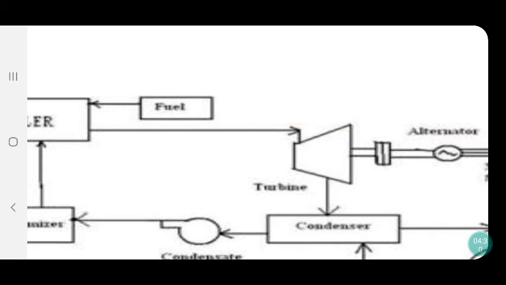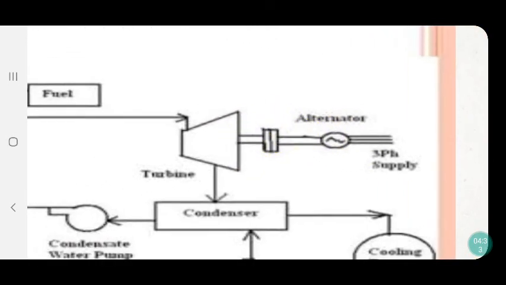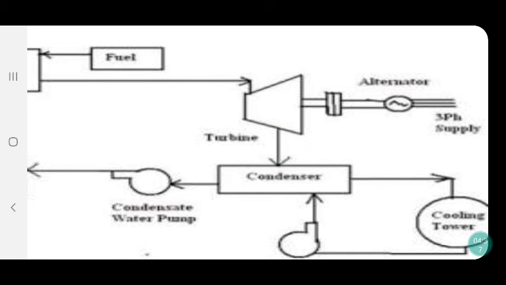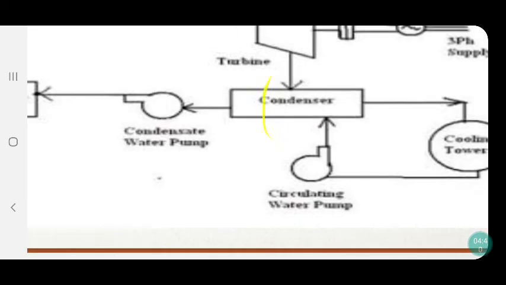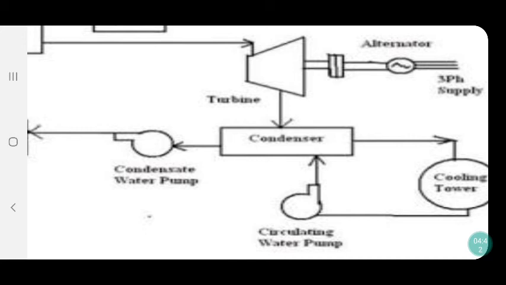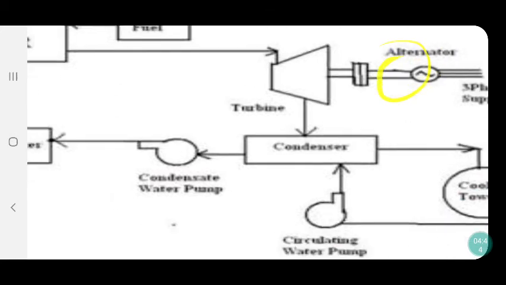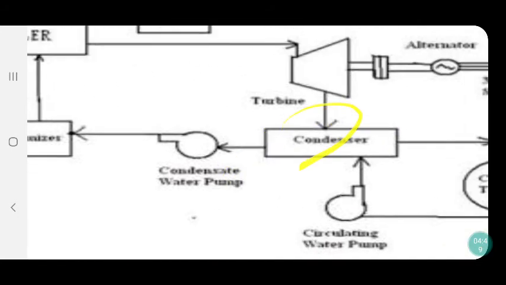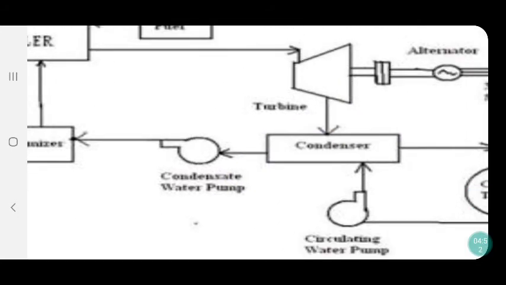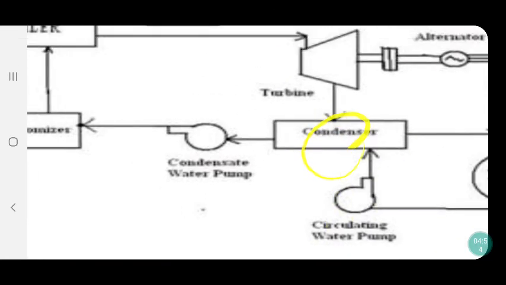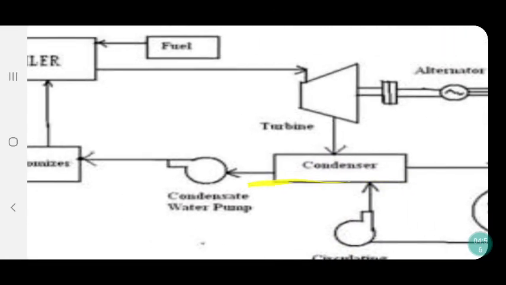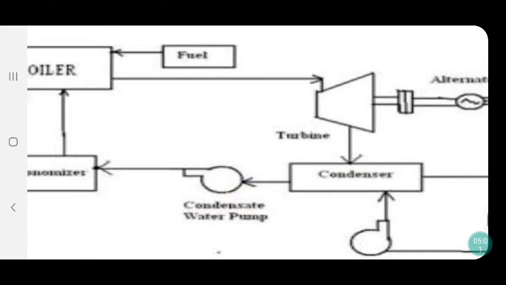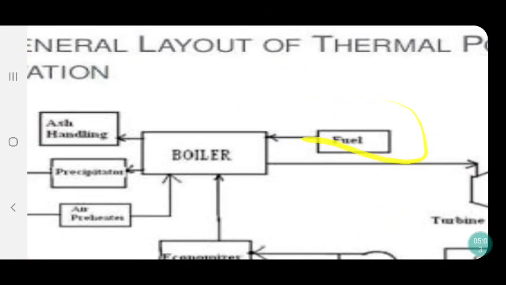That steam will come here and pass through the turbine, and because of the high pressure and high temperature of the steam, the turbine rotates. As the turbine rotates, the alternator will also start rotating, and it will give the electricity. Next, the discharged steam will come here into the condenser. The condenser will convert that steam into water. That water is again fed back to this boiler using this condensed water pump, and again the cycle will continue.